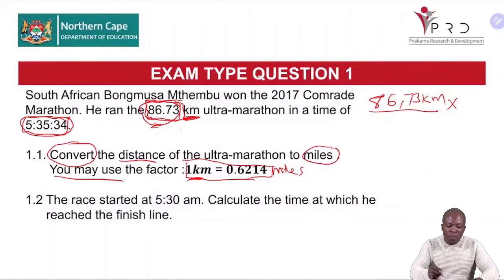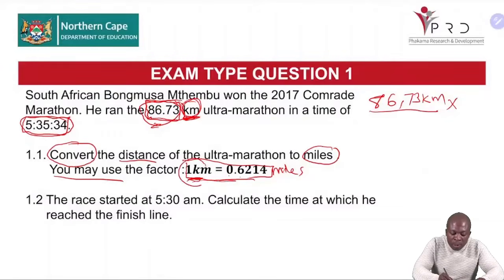So what you do, you write the value which the examiner gave to you first. Then you look into your conversion factor and look for the value which has got the same unit as the value in the question. Remember, our unit for the value in the question is what? Kilometers. So if you look at our conversion factor, one of the values has got kilometers and the other one has got miles. So which one are we supposed to be using? We are looking for the one with kilometers. So then you write it underneath your value which you have to convert. So it's going to be 1 kilometer, and then you are going to multiply by 0.6214.